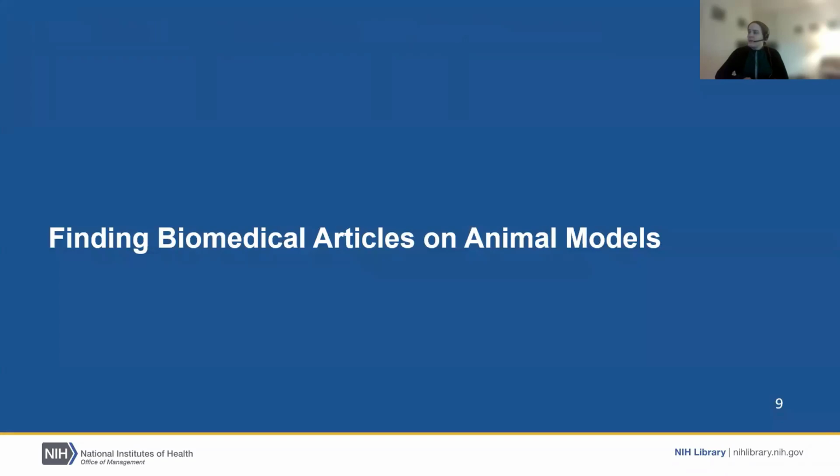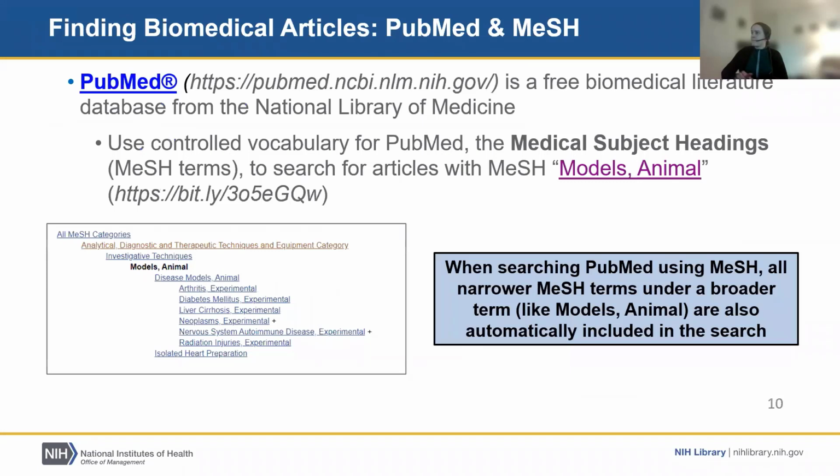Next, we'll take a look at how to find biomedical research articles related to animal models using PubMed. PubMed is a free biomedical literature database from the National Library of Medicine, and it covers over 33 million citations for biomedical literature for Medline, life science journals, and online books.